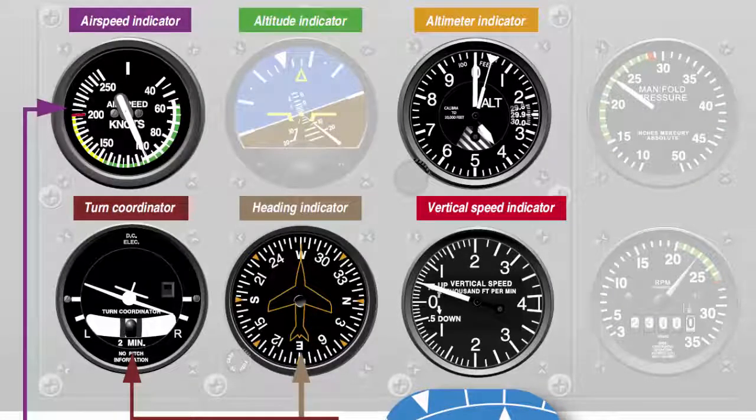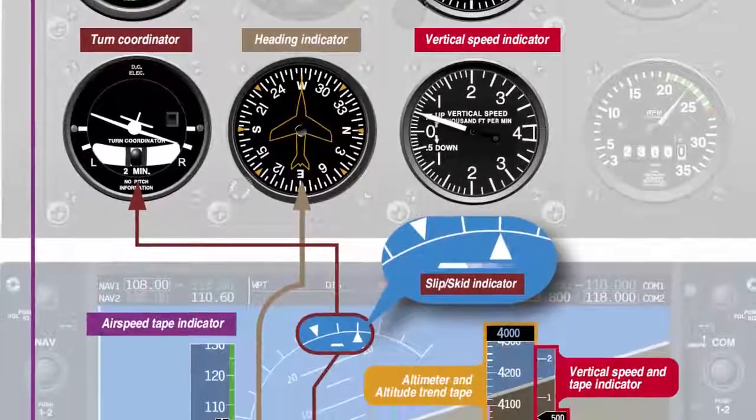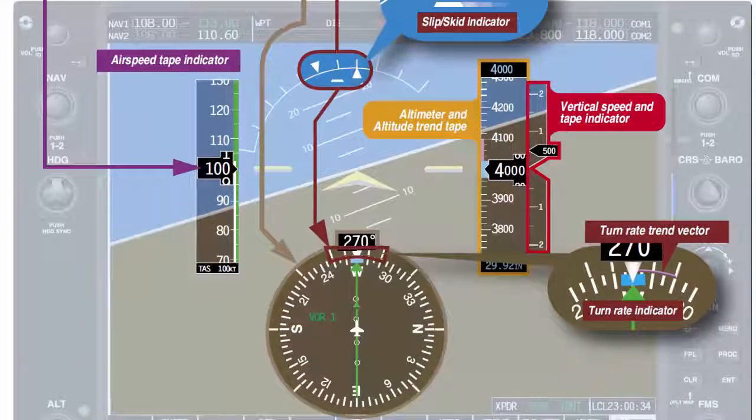Performance instruments indicate the aircraft's actual performance at that time. Performance instruments include the altimeter, airspeed indicator, vertical speed indicator or VSI, heading indicator, and turn and slip indicator. The performance instruments directly reflect the current performance of the aircraft.